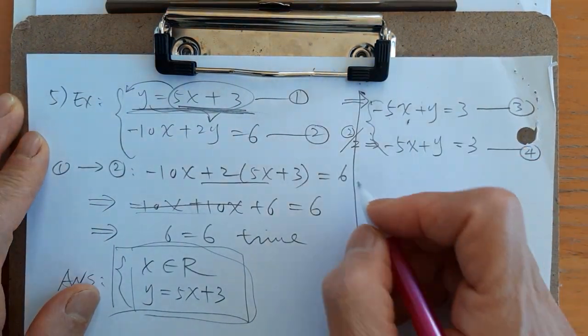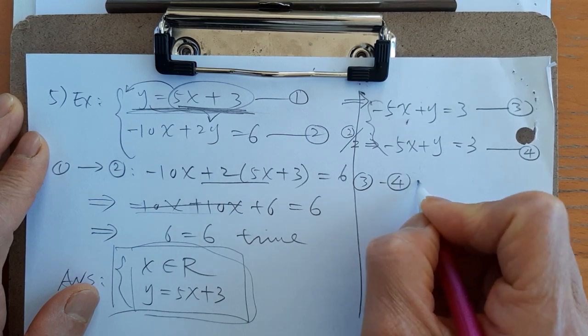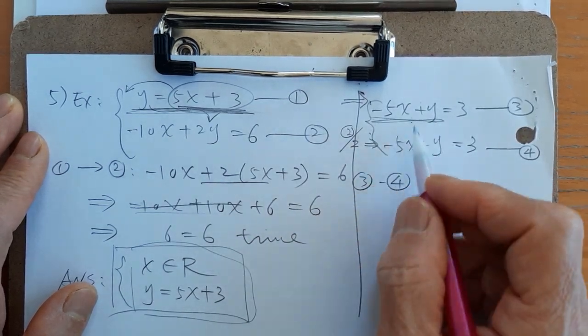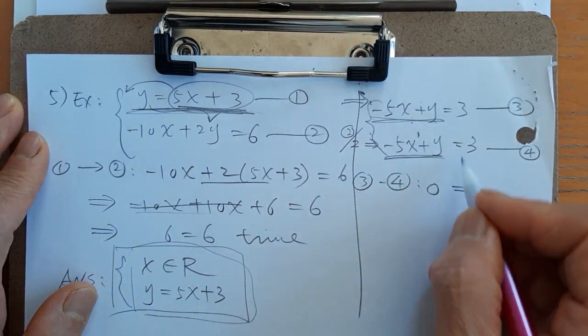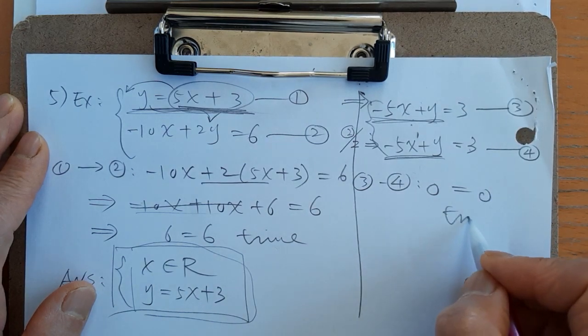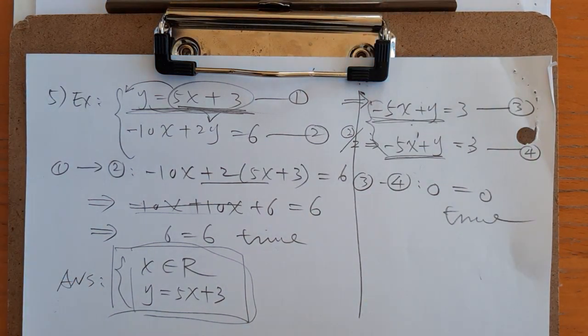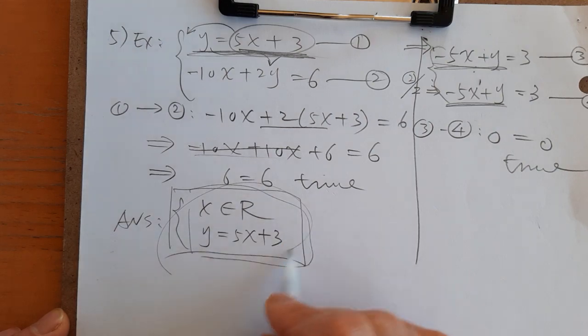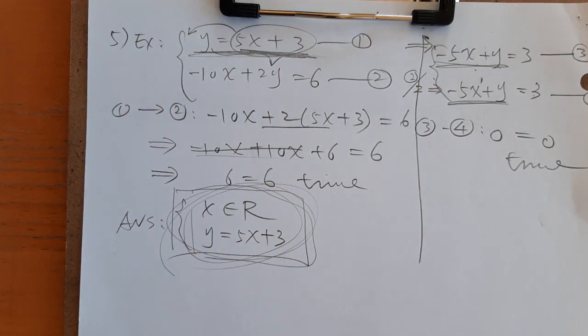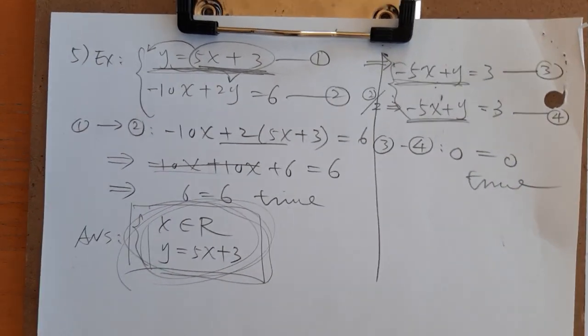Or you can do equation 3 minus equation 4. Go further, simplify. The left side is the same, minus is 0. Right side, 3 minus 3 is also 0. It's always true. So the solution is that you write this way: infinitely many intersection points.